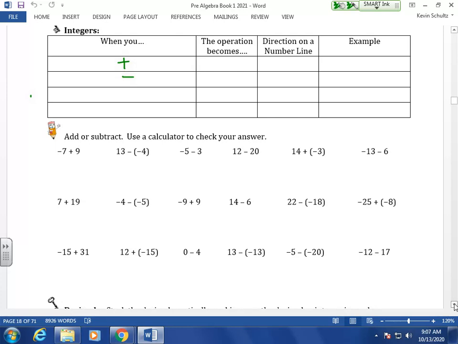If you weren't here yesterday, don't copy this part down. There's much more that we did, so watch the video and get the complete notes from that. This is just a summary of it. But between the numbers, if you're only adding, the operation is, of course, addition, which means that you are going to the right on the number line. Your standard subtraction is to the left on the number line.